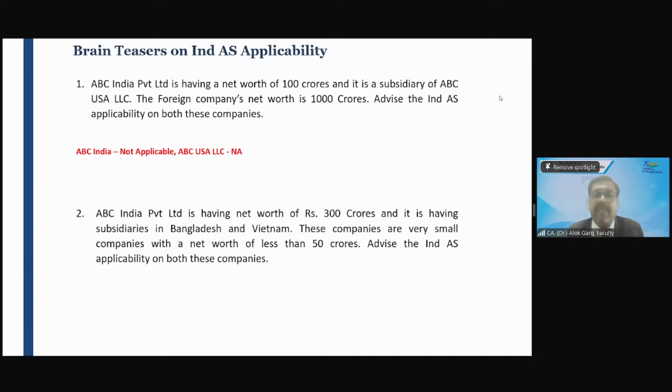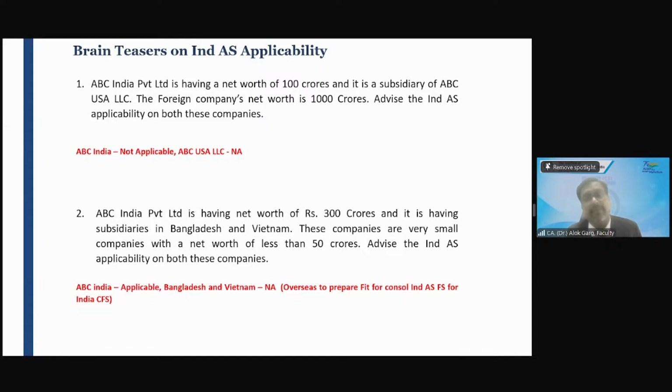Second question. ABC India Private Limited is having a net worth of 300 crores and it is having subsidiaries in Bangladesh and Vietnam. These are very small companies with net worth of less than 50 crores. So the Indian company having a net worth of more than 250 crore, Ind AS applicable? Yes. They have subsidiaries in Bangladesh and Vietnam, overseas entities. These are small entities. How does it matter if these are big entities also? Advise the Ind AS applicability on both these companies. So on the Indian entity, Ind AS is applicable. For overseas entities, not applicable. But these overseas entities have to prepare Ind AS accounts for consolidation, for the India CFS.